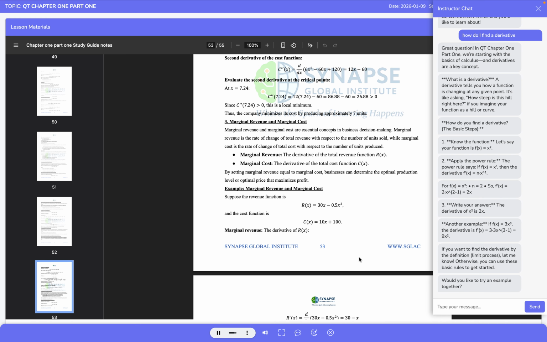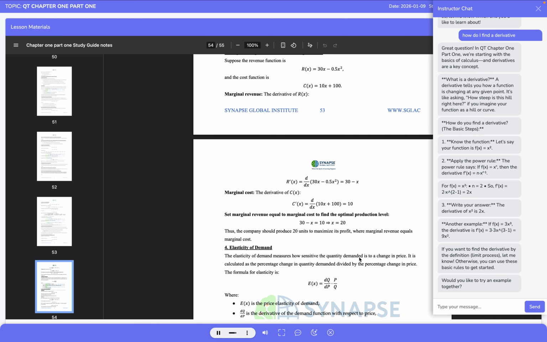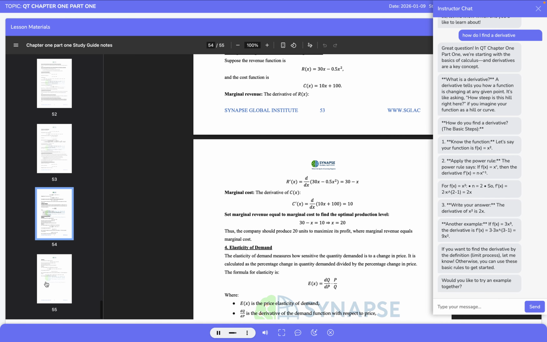Marginal revenue is the derivative of the total revenue function and measures the additional revenue earned from selling one more unit. Marginal cost is the derivative of the total cost function and measures the additional cost of producing one more unit. A key principle in economics and business is that profit is maximized when marginal revenue equals marginal cost. By setting the marginal revenue expression equal to the marginal cost expression and solving for output, firms can determine the optimal level of production.